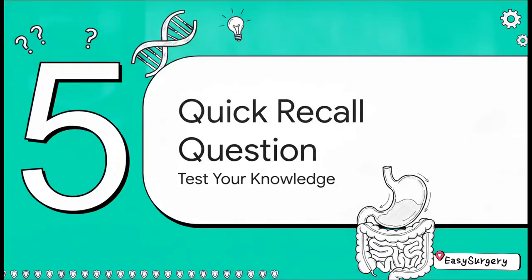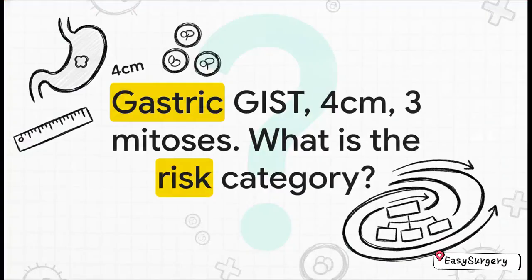Let's move to Section 5, our quick recall question, and see how this all builds together. All right, here is your hypothetical patient. A gastric GIST is found. It's 4 centimeters in size. The pathology shows 3 mitoses per 50 high-power fields. And importantly, there was no rupture during surgery. So, based on everything we just discussed, what is the risk category for this tumor? I'm going to give you a second to actively synthesize those variables.